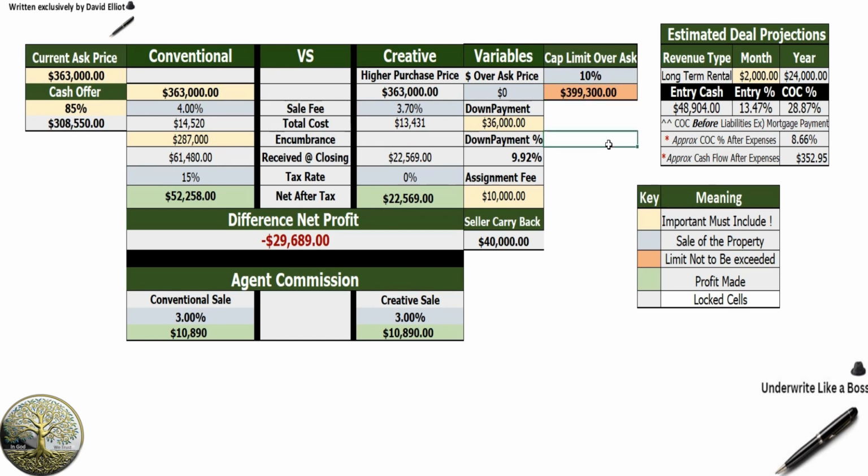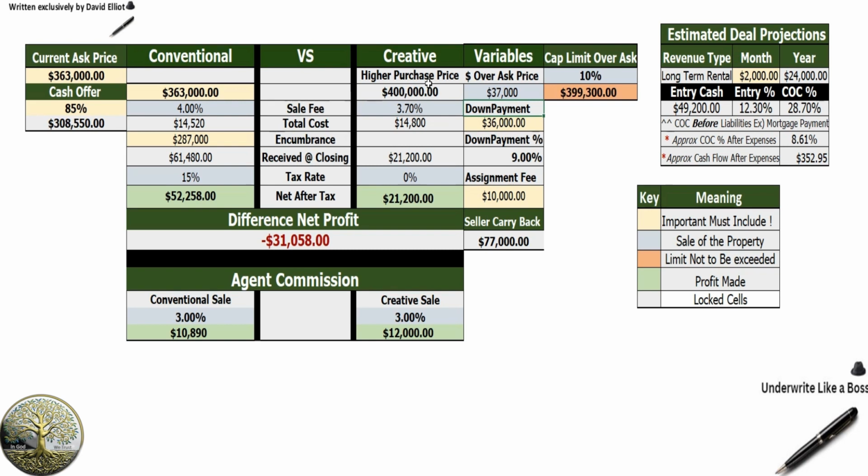So 10% would be a safe spot in terms of your cap limit that you're willing to go after and pay for that seller. So we're going to offer them $400,000. So let's do that. So we'll go over here and I'll bring this up to $400,000 purchase price.